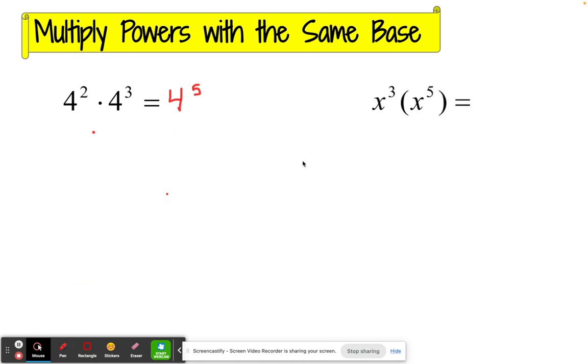I have x to the 3rd power times x to the 5th power. X to the 3rd power is x times x times x. X to the 5th power is x times x times x times x times x. If I multiply those together, we'll have 1, 2, 3, 4, 5, 6, 7, 8. X to the 8th power.